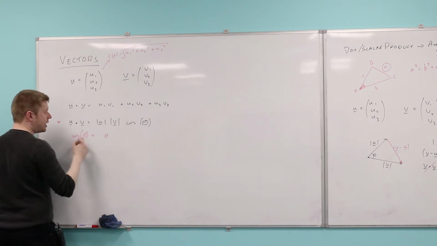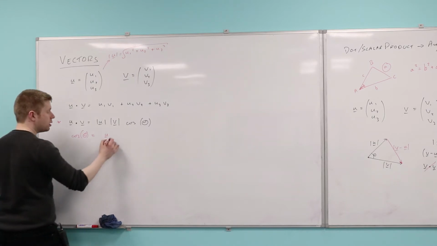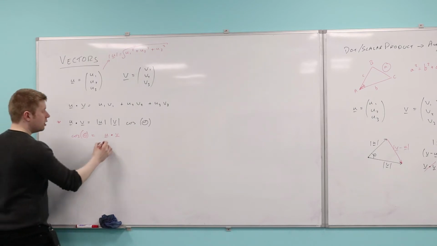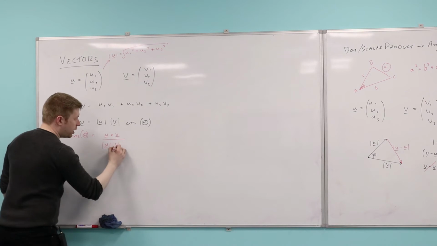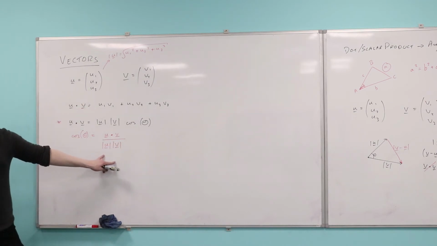In other words, the cosine of the angle between the two vectors will just be the dot product of u and v, that's easy to find, divided by the length of u, that's easy to find, divided by the length of v. That's also easy to find. Everything on the right-hand side is easy. Are there any questions about this?